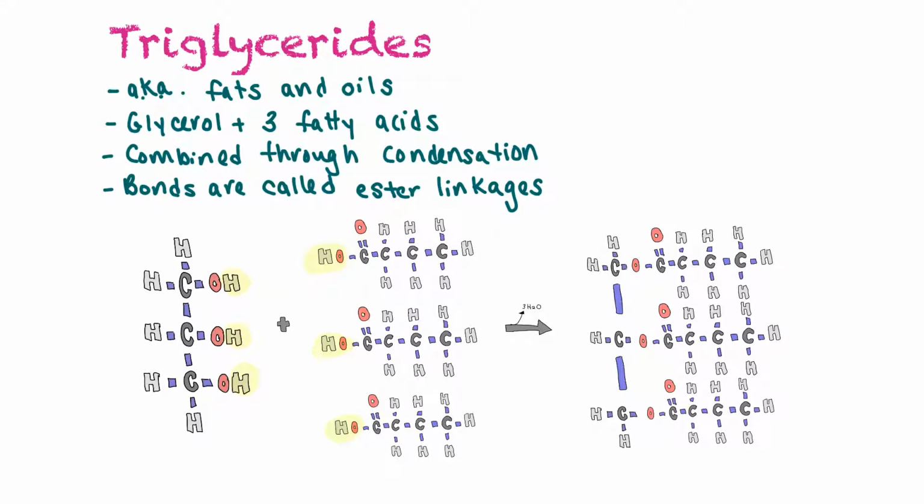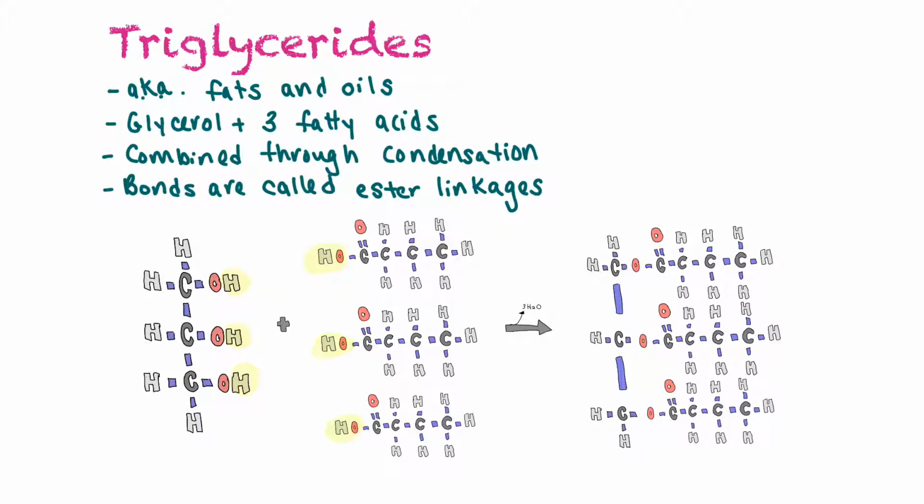Our first type of lipid is triglycerides. And triglycerides are also known as fats and oils, and they provide energy for us. So triglycerides are composed of glycerol, which is this molecule right here, and 3 fatty acids. And they're also combined through condensation reactions. And in this case, the bonds between the glycerol and each fatty acid is called an ester linkage.